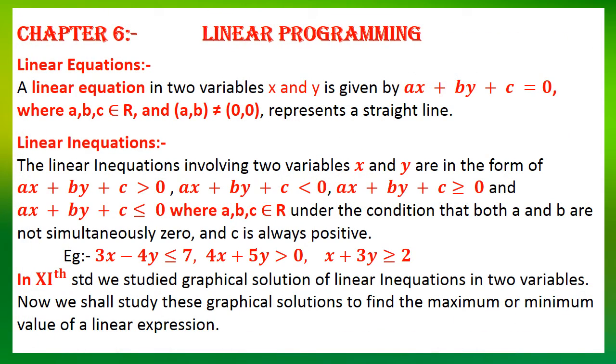Students, in your smaller classes you have already learned about linear equations. Let us recall it. A linear equation in two variables x and y is given by ax plus by plus c is equal to 0, where a, b, c belong to R, meaning a, b and c are real numbers, and a and b should not be simultaneously 0, that is, the ordered pair (a, b) should not be (0, 0). And this equation represents a straight line also.